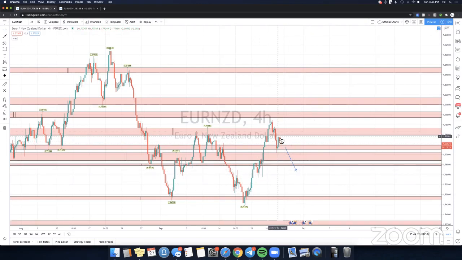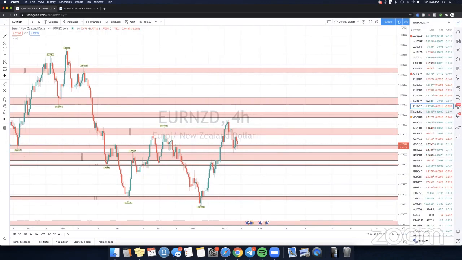So no entries until price breaks below here, or until price breaks above here, or even above here. It just really depends on how much you're trying to gain. Because let's see, actually it's a decent move. It's about 40 pips, and then down here as well, it's a huge move, about 150 pips. So that's EN right there. Move on to the next one.